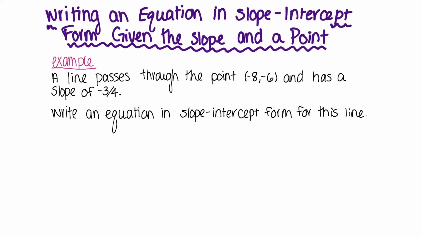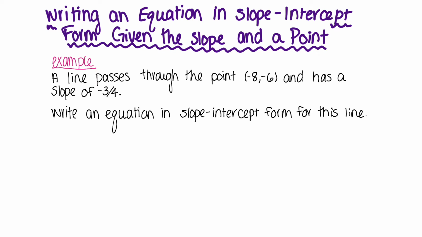Writing an equation in slope-intercept form given the slope and a point. In this problem, you're going to be given a point and a slope, and you're going to be asked to write the equation of that line in slope-intercept form. There are two general methods to doing this. I'm going to go over both of them.